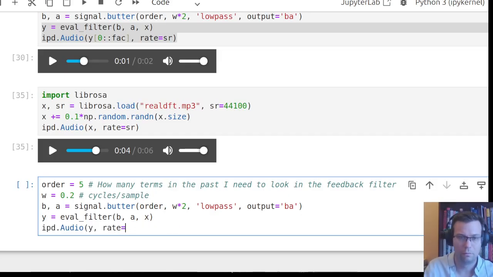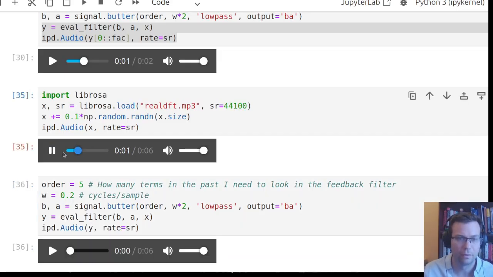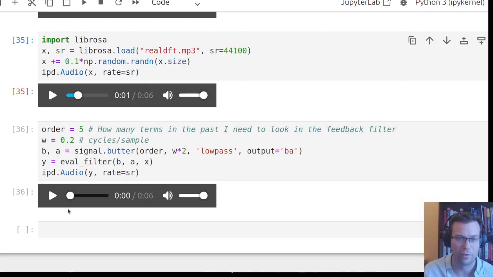So the original sounds like this. I repeat. And the filtered version sounds like this. I repeat. Will the real DFT please stand up?